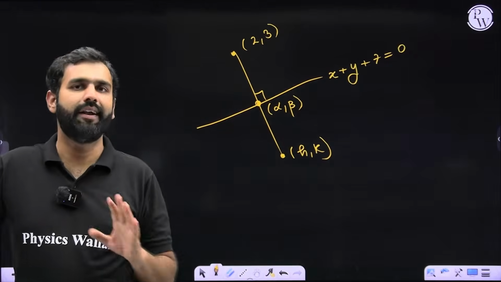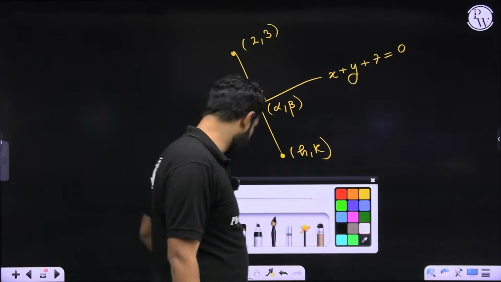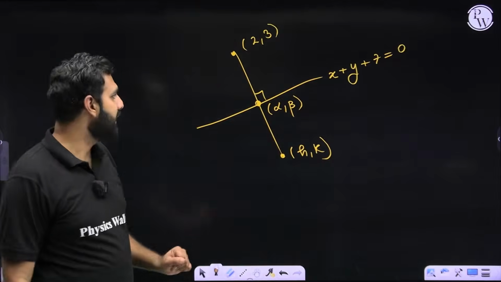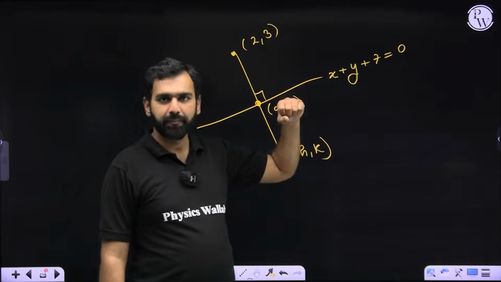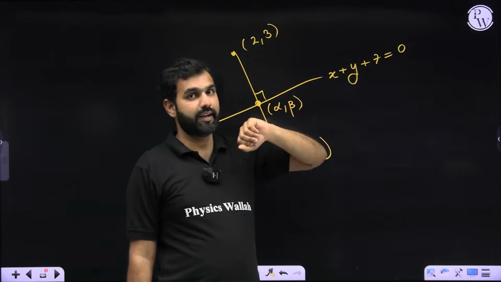Always remember, the funda is pretty simple. There is a standard formula. Although there is a logical approach as well. The logical approach is this, that let's say this is a line. So I can assume a point on this line which will satisfy the equation of the line.